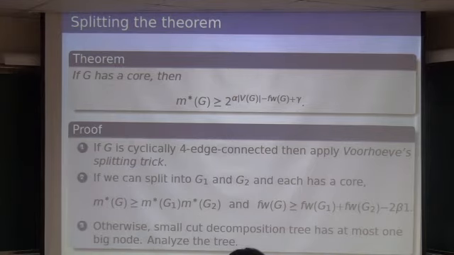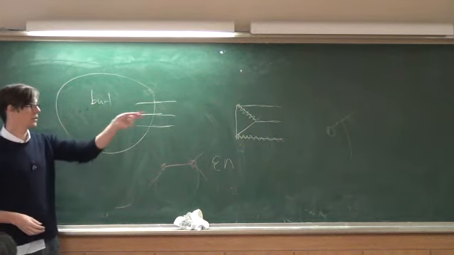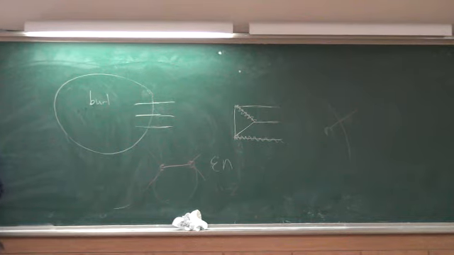So the proof sketch goes as follows. We're proceeding by induction. If the whole graph is cyclically 4-edge connected, then we apply Voorhoeve's splitting trick. And remember, this is the trick where we delete these 2 vertices and then reconnect to get a graph on n-2 vertices. We lose some connectivity, but it's okay if we're 4-edge connected. So if the whole graph is cyclically 4-edge connected, then we apply the splitting trick.